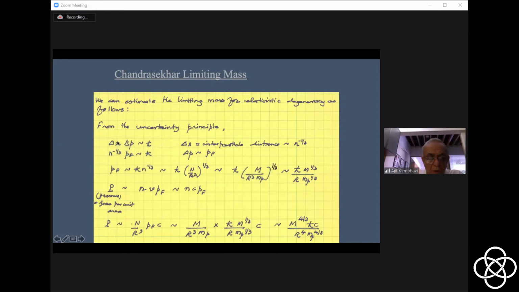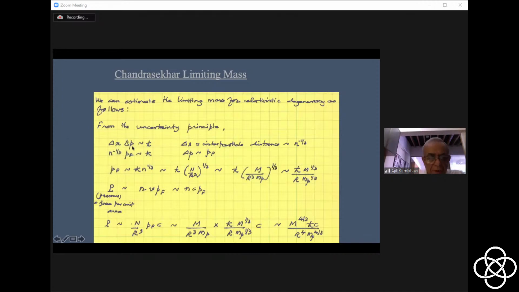So now for delta x, what is delta x? You can see that delta x is the interparticle distance, the average distance between the electrons. And you may remember that yesterday I explained to you at length how the interparticle distance goes as n to the minus 1 by 3. So delta x is n to the minus 1 by 3.